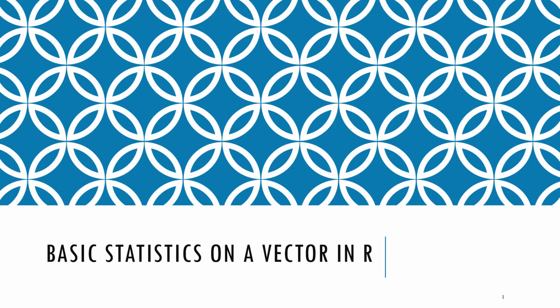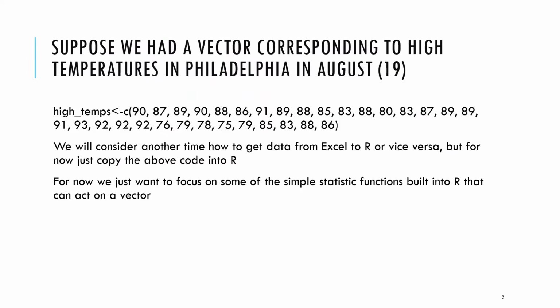In this presentation, we're going to treat a vector in R as a set of data and then use various built-in R functions to do basic statistical measures on that data set. Eventually, we will learn how to read in data from an external data file. But for now, we're just going to copy the data in. So this line of text can be copied from the presentation and pasted into your R program when you're ready.